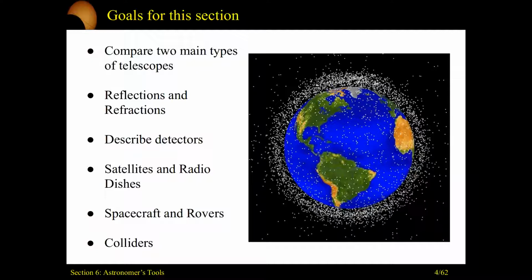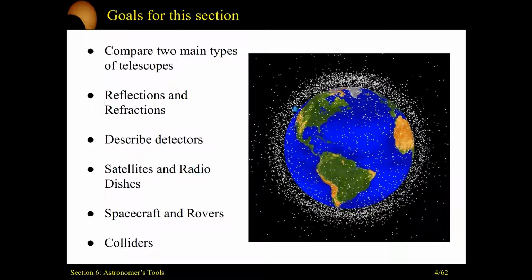Our goals for this section are to build up the different tools that we'll see in astronomy and how we combine different observations to better understand the universe. The main ones are going to be comparing our 2 types of telescopes, which can be broken down into refractors and reflectors. And from there, we'll start building up the different types of detectors that we can use. How do you take a light source and convert that into something your computer can analyze?